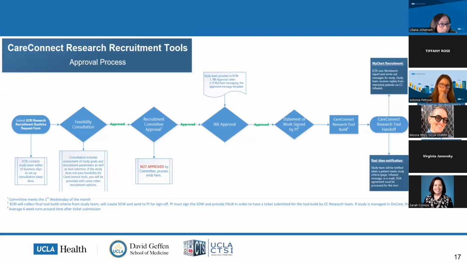Let's see. I think that's everything in a nutshell. I think the only other thing is for the FAU number, we do ask for it at the time of signature for the SOW, but we won't invoice you until your tool is completed. And if you are using MyChart messaging, we would only invoice you after messages have actually gone out and the work has been completed, not prior. And we'll go over costs in a few slides as well.